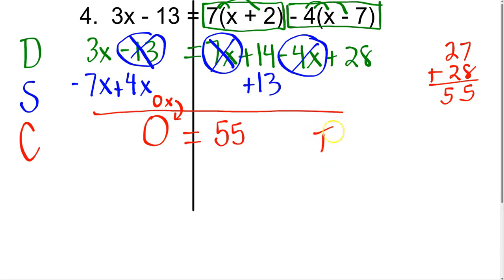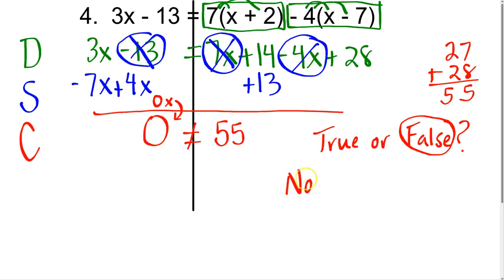Is this true or is it false? Is this a true or false equation? Well, 0 is not equal to 55. So this is an example of an equation that is false. Because it's false, that means no matter what number I put in on one side, there is not the same number that I can put in on the other to balance this equation. So this equation would have no solutions. No solution.